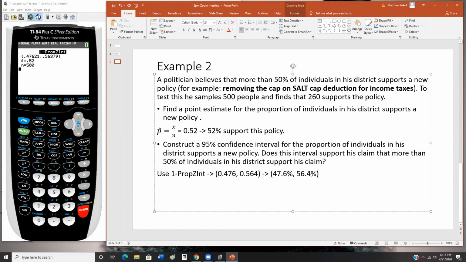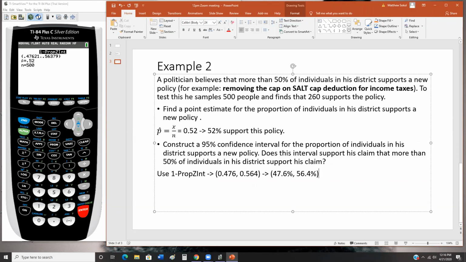Remember, he wants to say that for sure, or he believes that more than 50% of the people in the district support this policy. What we're saying here is, great that you got 52% on your survey result, but we're 95% sure that the real value for everybody in your district could be between 47.6%, as low as that, or as high as 56.4%.